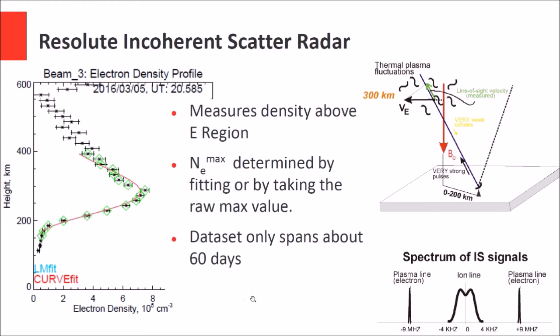In this study, we are only concerned with the F-region peak electron density. So we take RISR's large number of measurements, and we fit a curve or just take the maximum density from any given measurement to construct our own dataset. Now unfortunately, at the time of data analysis, we had only about 60 days' worth of RISR data for the year 2016.